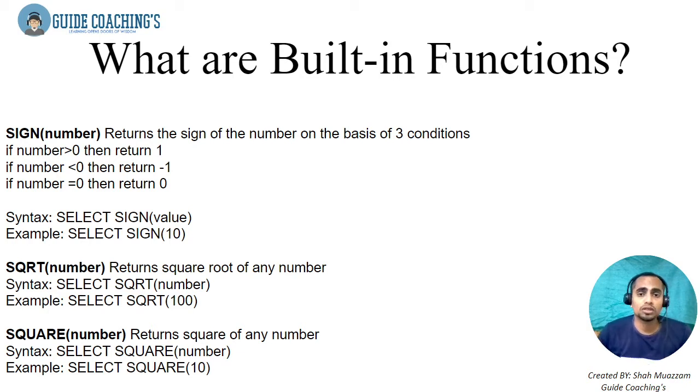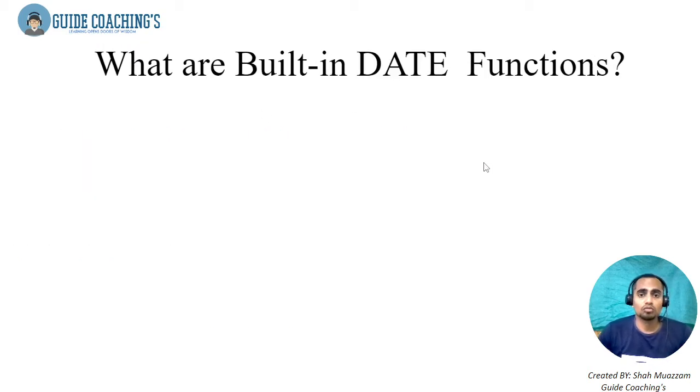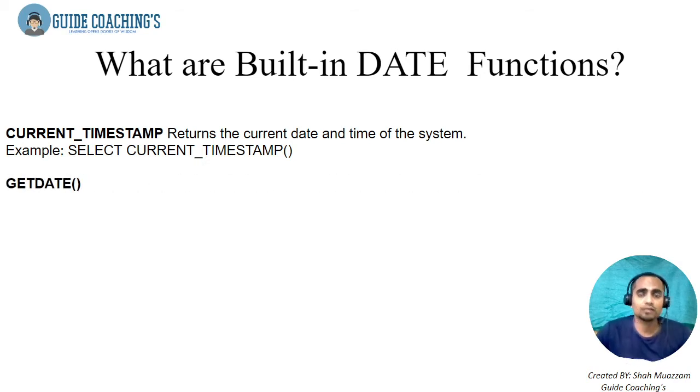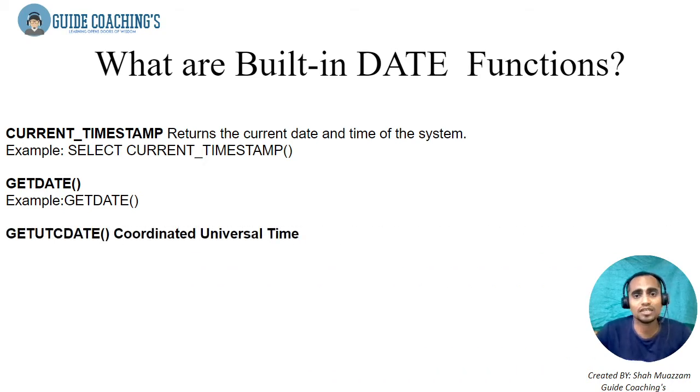Now we are going to learn about the date function. So what are built-in date functions for SQL? The first function which comes in is current timestamp. Using this function, we can get the current date time of the system and print it onto the console. Similarly, we have getdate. Getdate works as a similar type of function which gives the date time of the system. Now we have the third one, that is get UTC date.